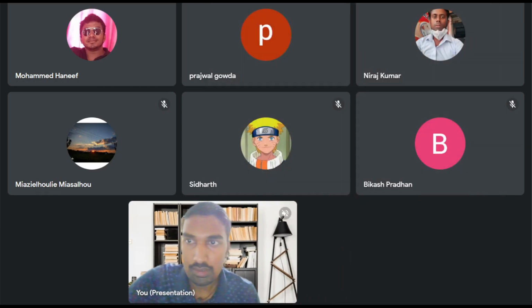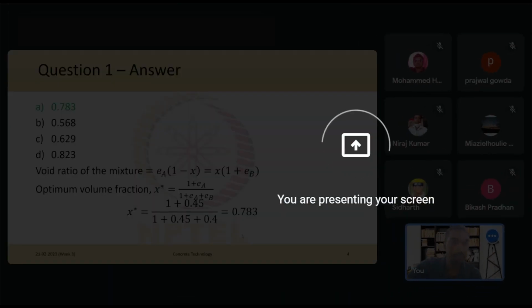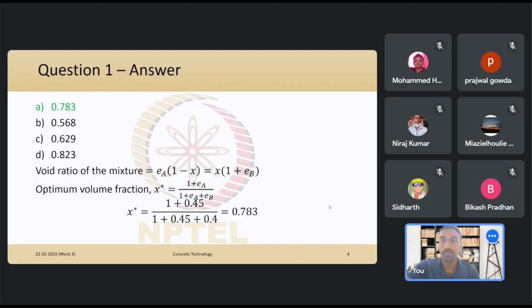Okay, any questions? Okay, for this, you just have to remember this result. For a binary mixture, this is the optimum volume fraction of the coarse in the total solids, right? So using that, we can arrive at the optimum volume fraction.